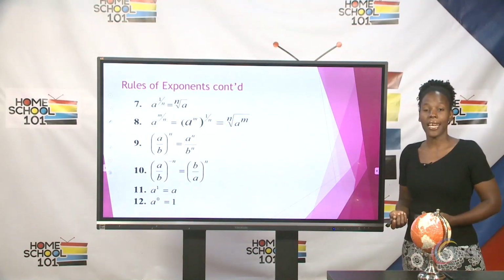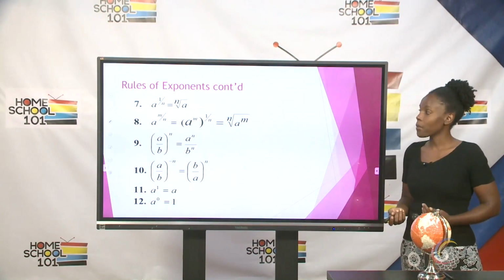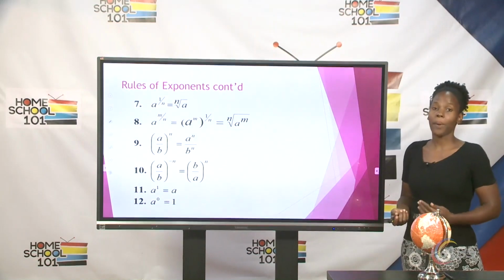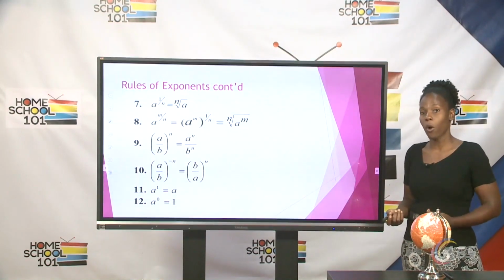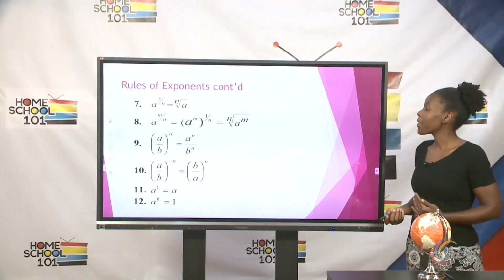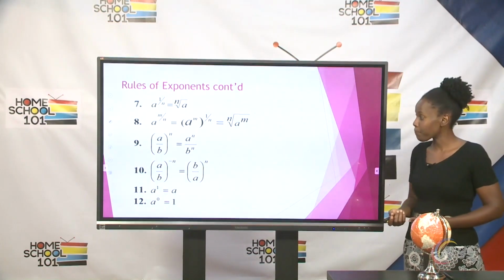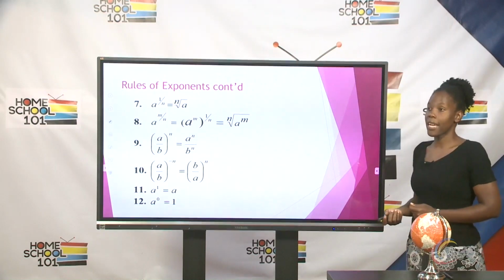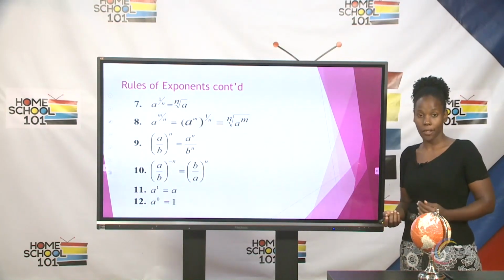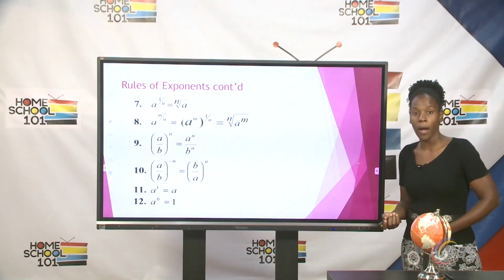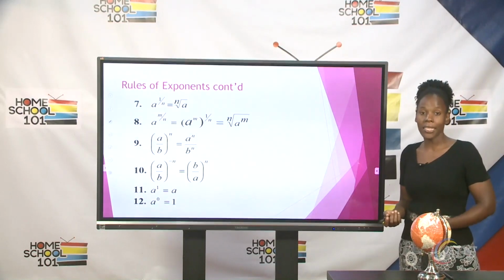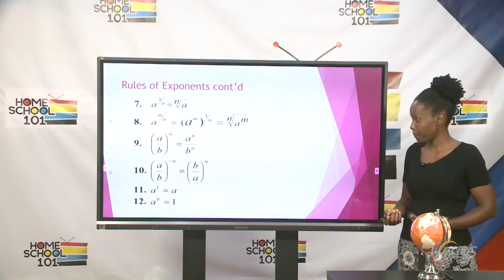It can be written as a to the m times to the power 1 over n, and applying the 7th rule, I can write 1 over n as the nth root. So it then becomes the nth root of a to the power m. The 9th rule states that once I have a fraction in a bracket being raised to a power, I raise the numerator and the denominator to that power.